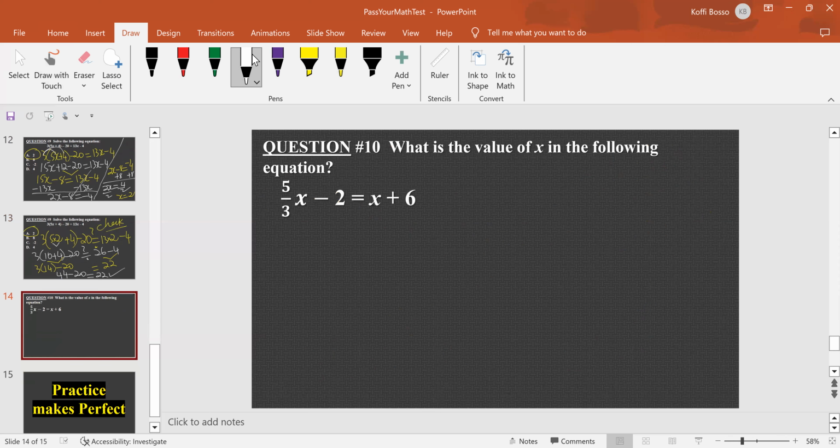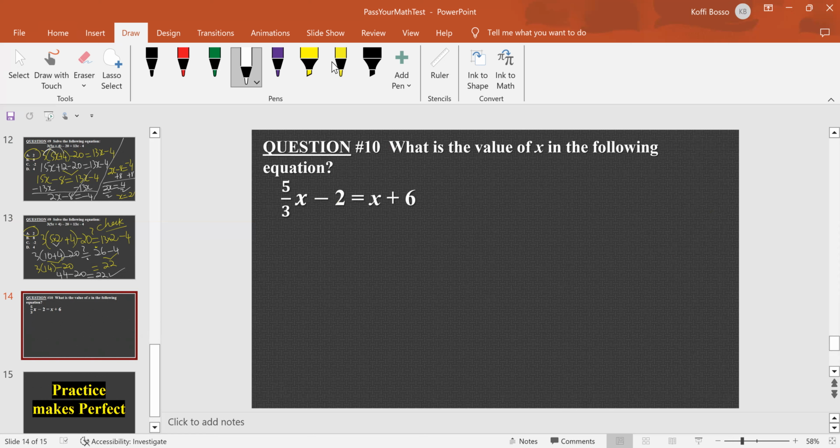Okay, last question for this video. What is the value of x in the following equation? So we have another challenge question. This is a linear equation, but it involves a fraction. Every time you have a linear equation that involves a fraction, try to find the LCD, the lowest common denominator, and then multiply the entire equation by the lowest common denominator.